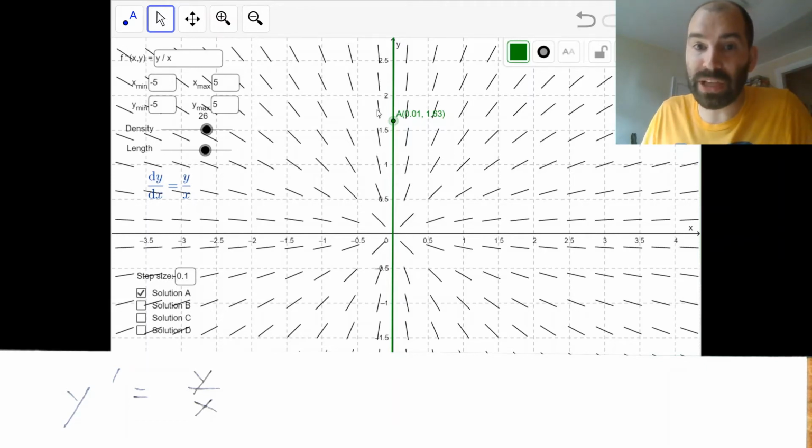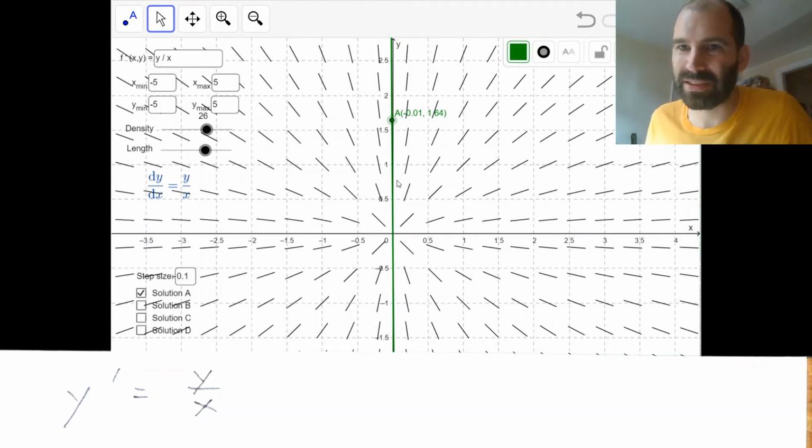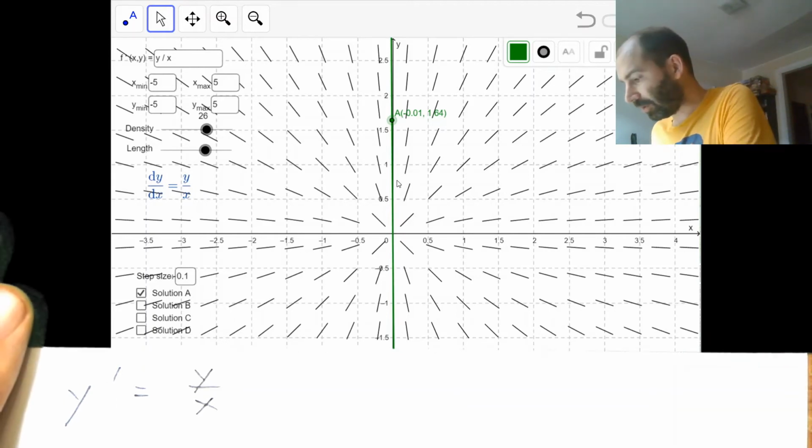It's saying that if we choose any initial condition so that our point is on the y-axis, no solution is guaranteed to exist. And in fact, no function of x does exist. Okay? Let's look at the next one.